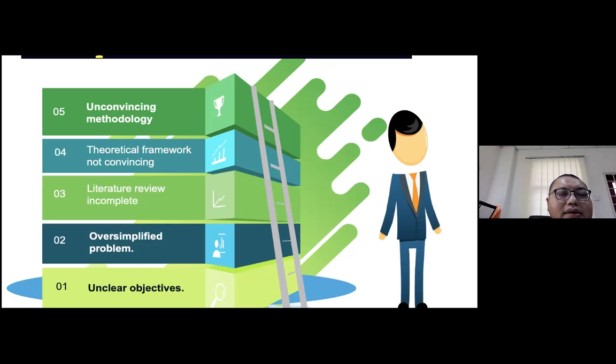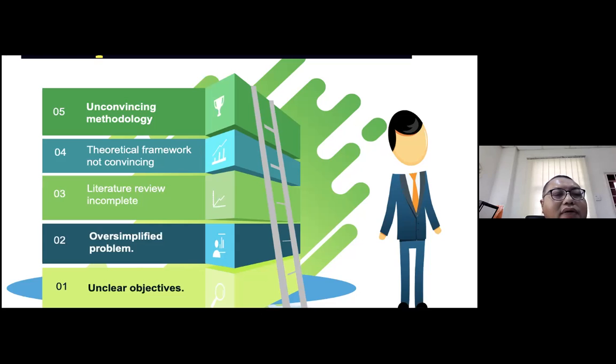So make sure that this thing needs to be taken care of before you submit your thesis. And then the theoretical framework is not convincing. These are among the things that students always face: using the wrong theory that is not related to your studies and so on.